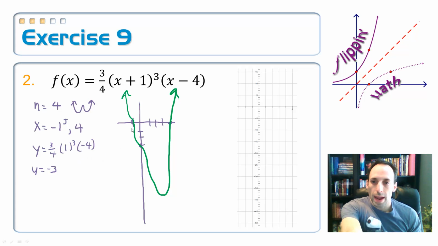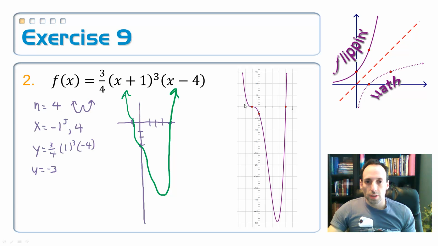So let's look at the actual graph here. You can see that Sketchpad is a little bit smoother going through there, but it definitely does jag through that at -1 and dips, whoa, almost down to -50 before coming back up.